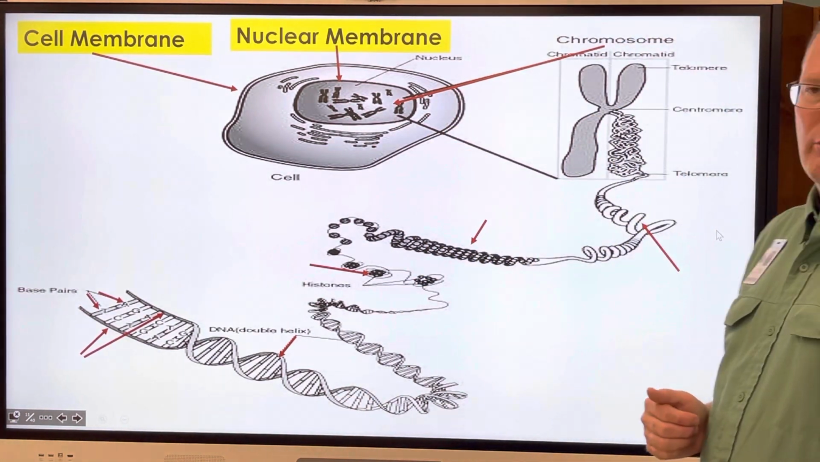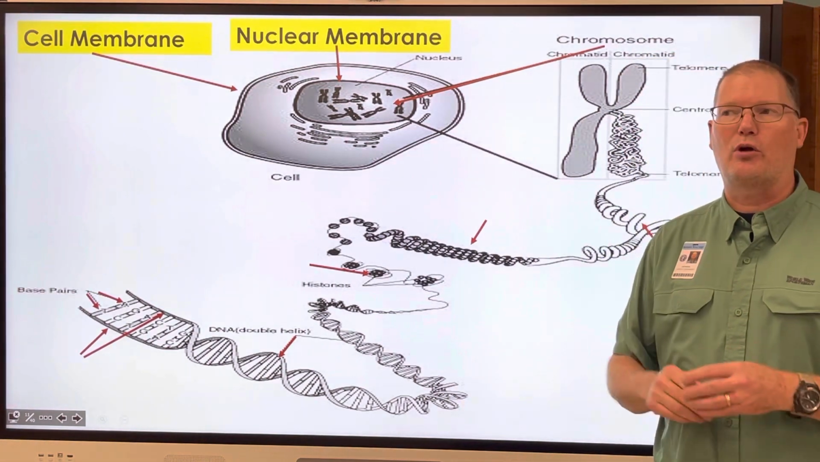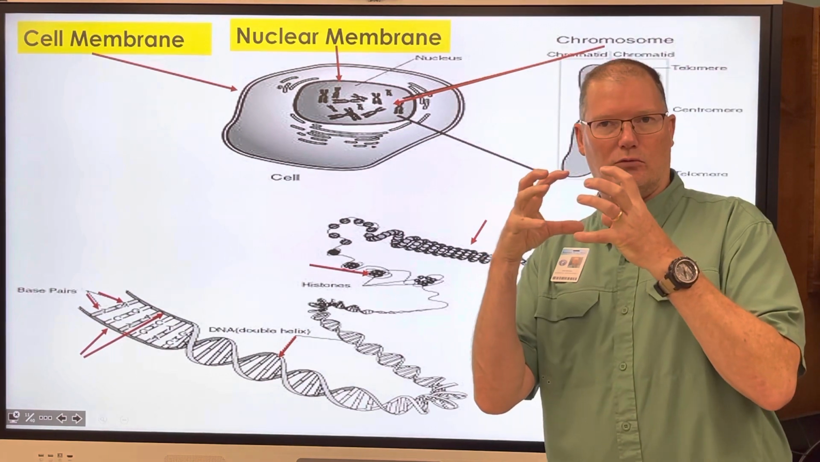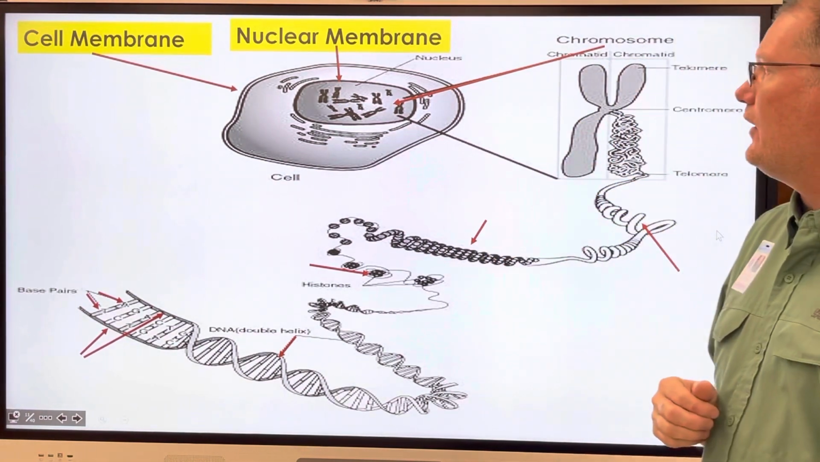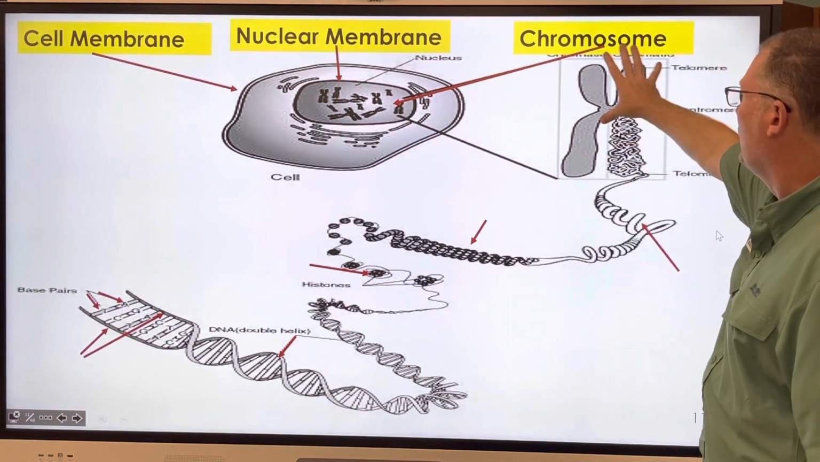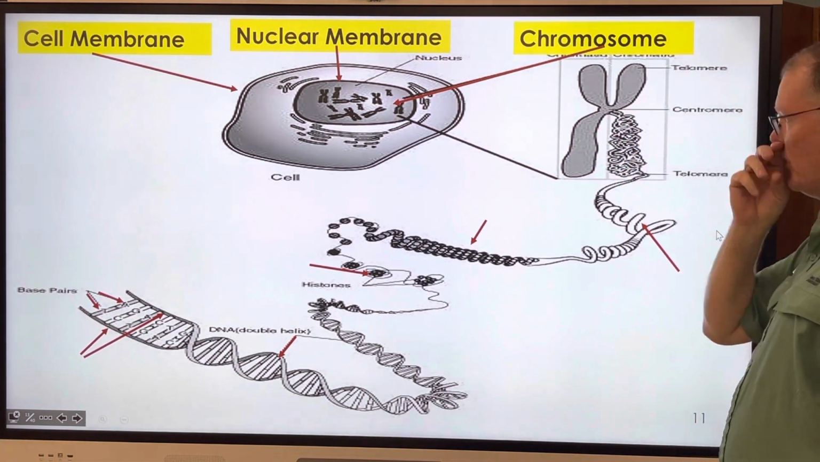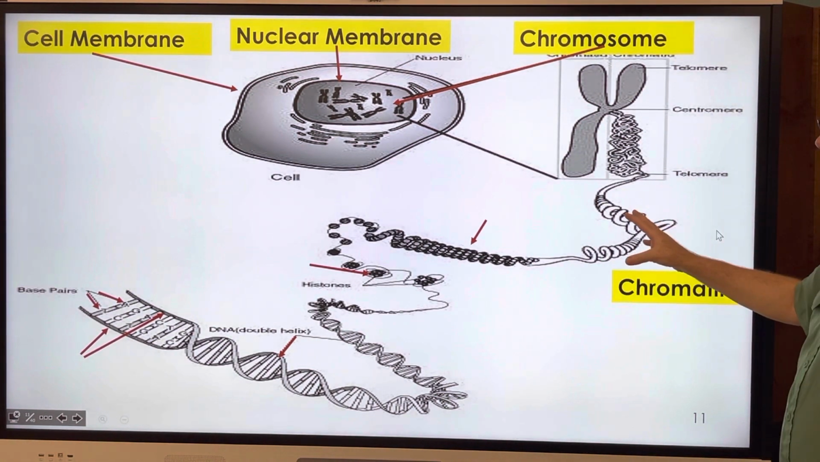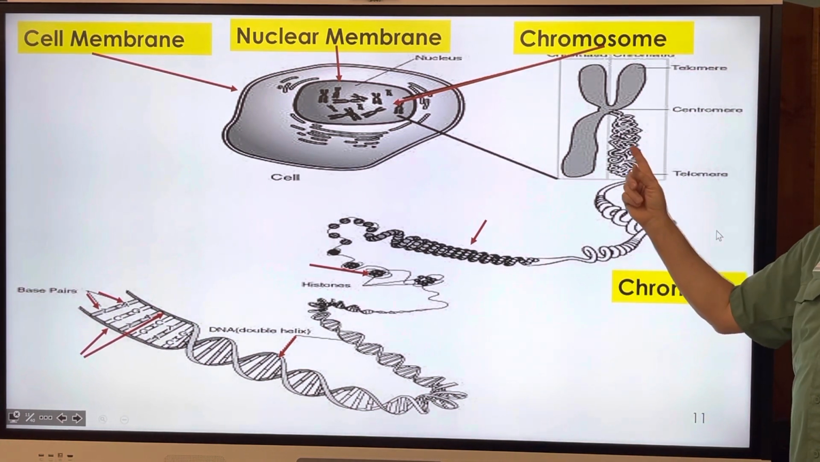So the nuclear membrane, it's very similar to the cell membrane, but it's a lipid bilayer that contains the nuclear material inside the cell. Chromosomes are inside the nucleus, and here's a blown up version of it with the telomere, the centromere, like you just labeled. The chromatin, which is all wound up in here.